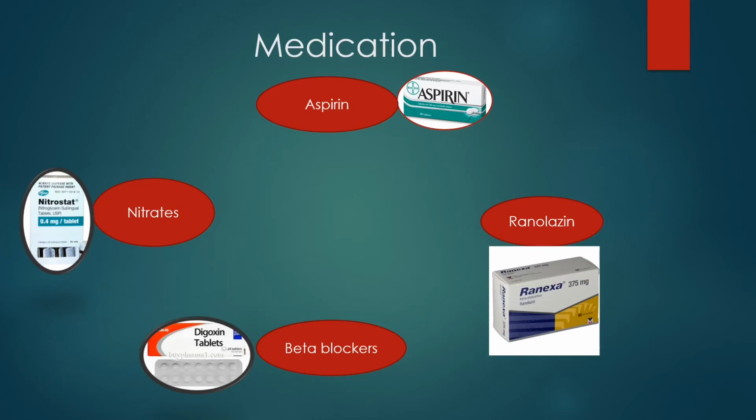Third, beta blockers like digoxin. Digoxin causes contraction of the heart muscle and slows the heart rate. Fourth, ranolazine, like Ranexa, used with other medication for chest pain that provides relaxation.